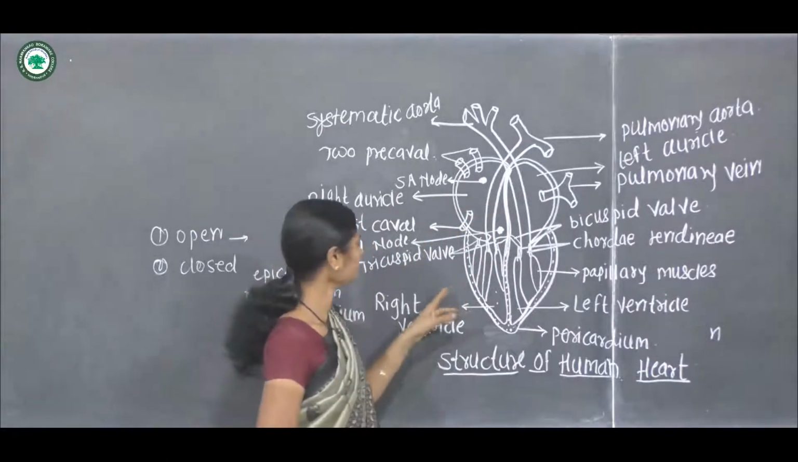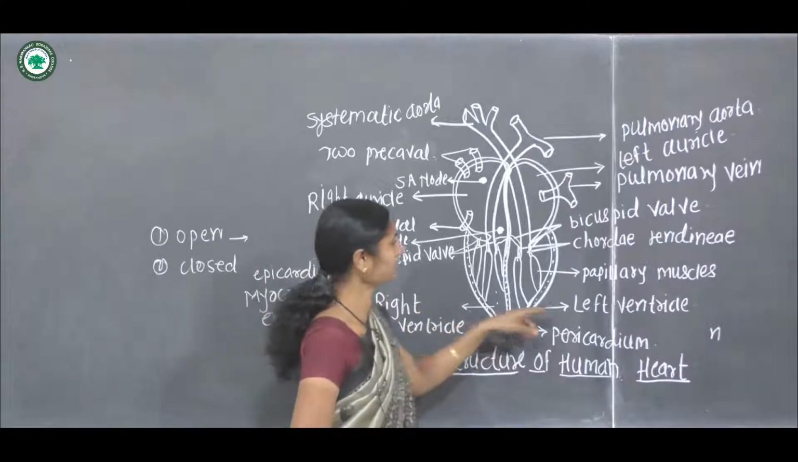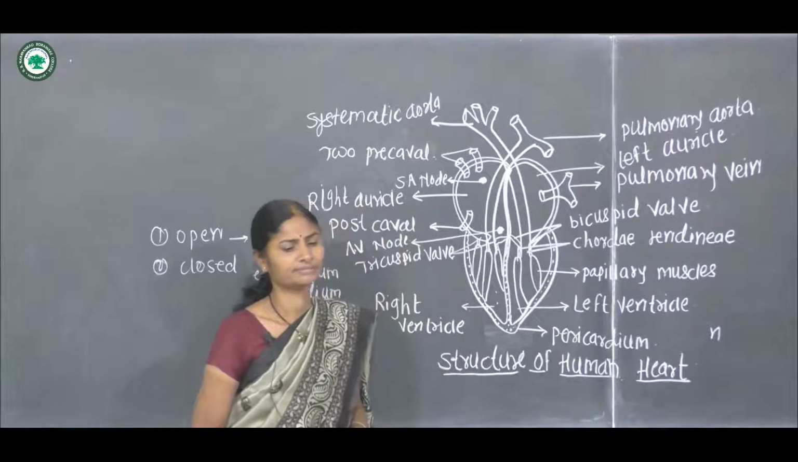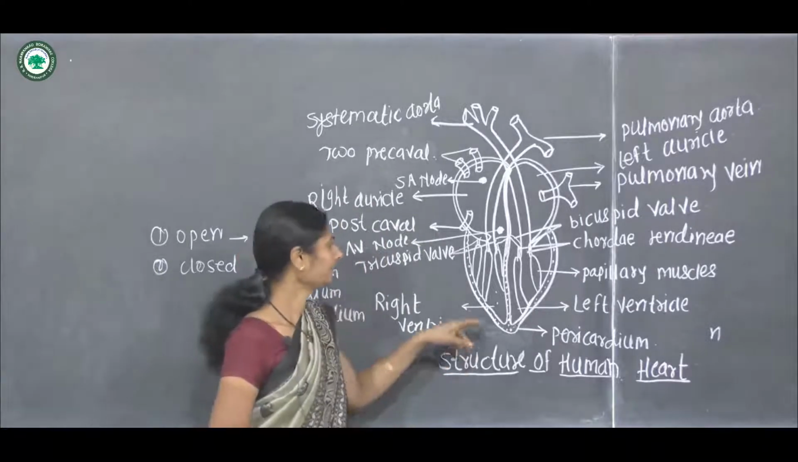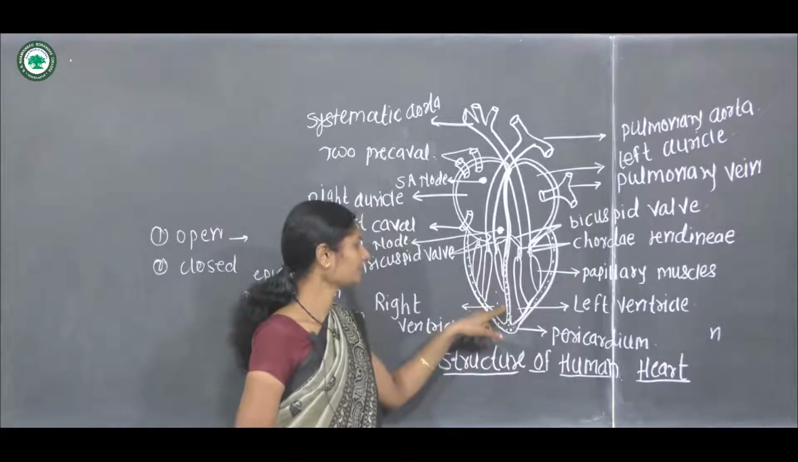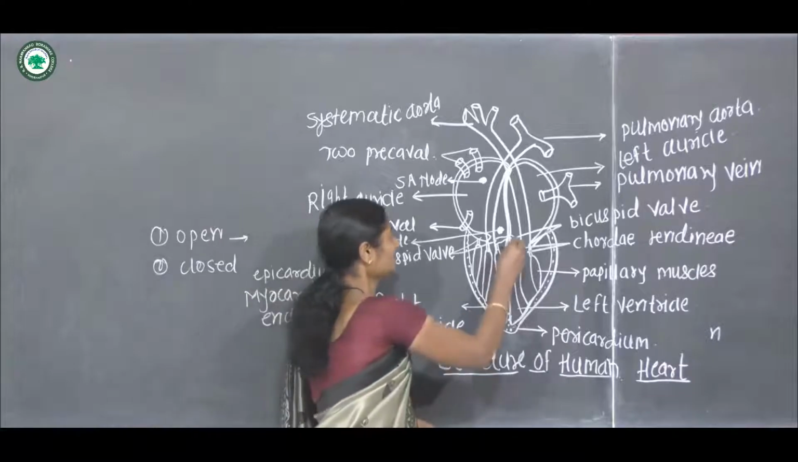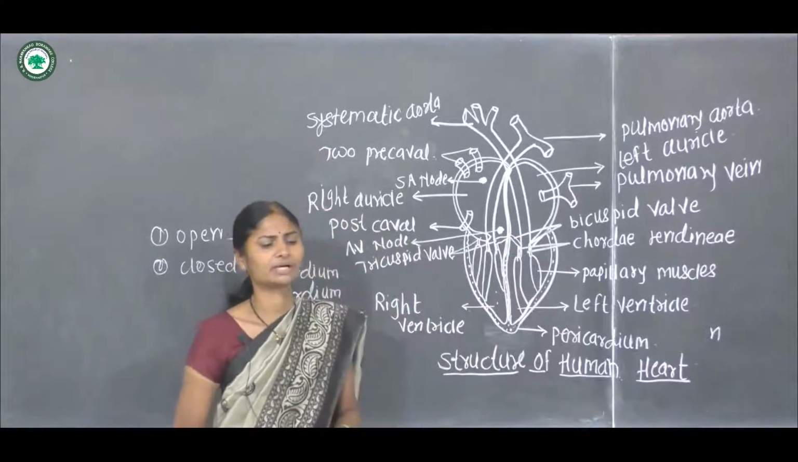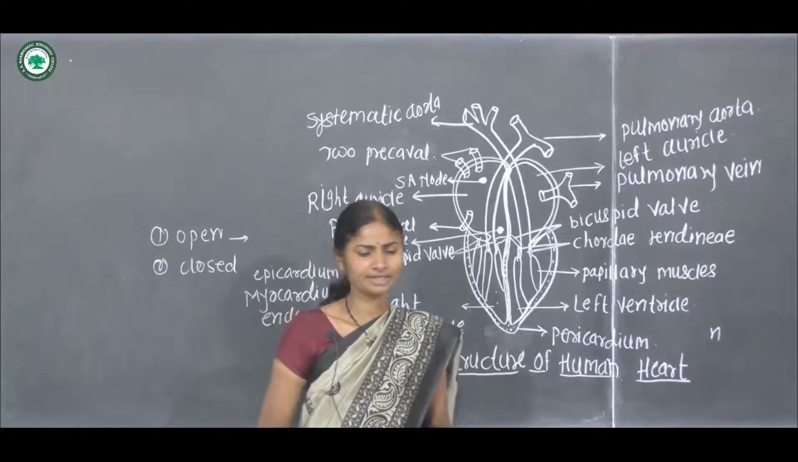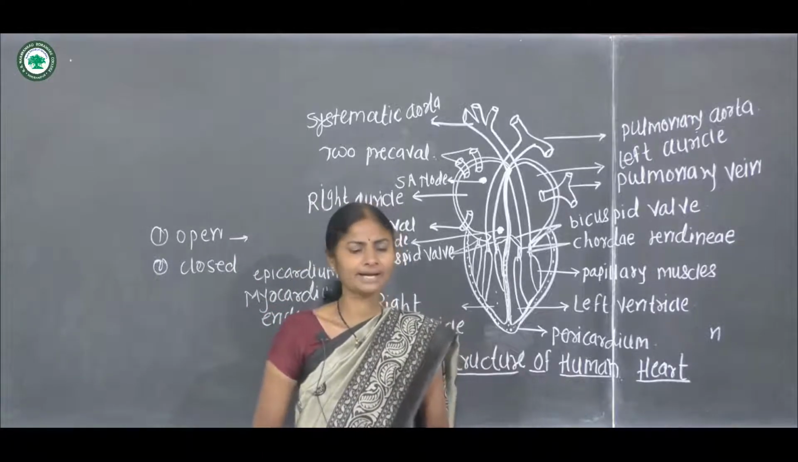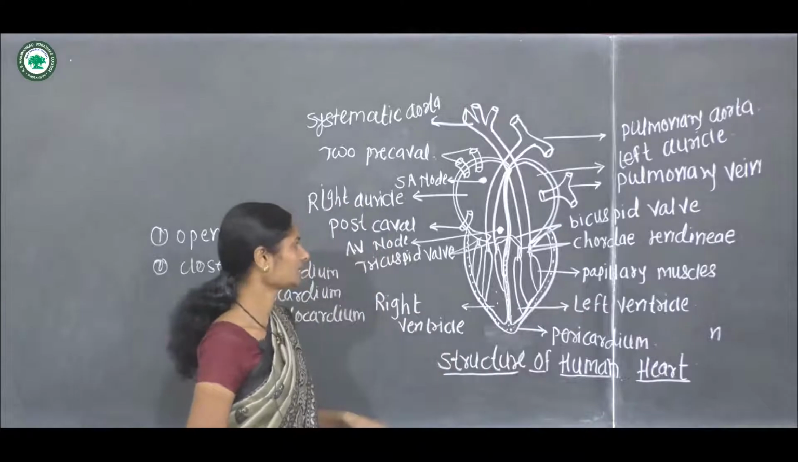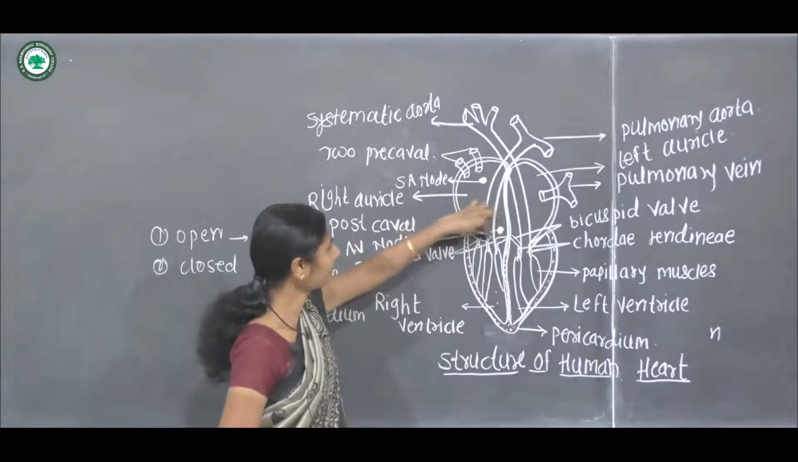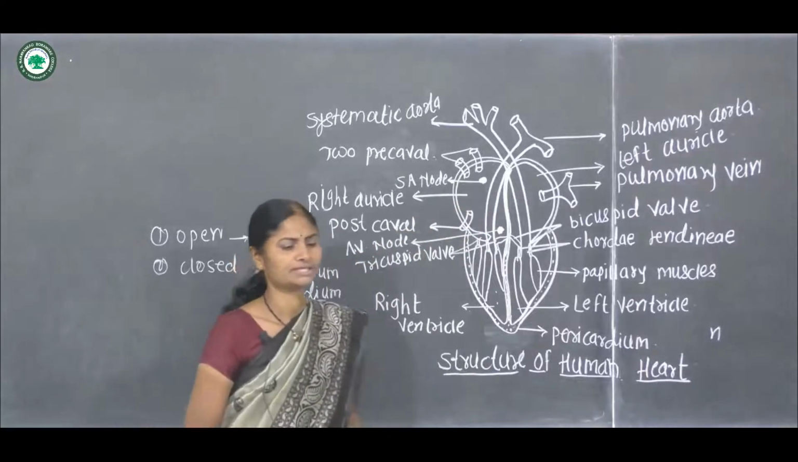Similarly, the right ventricle and left ventricle are separated by the interventricular septum in the middle. The auricles are separated from the ventricles by the auriculoventricular septum.